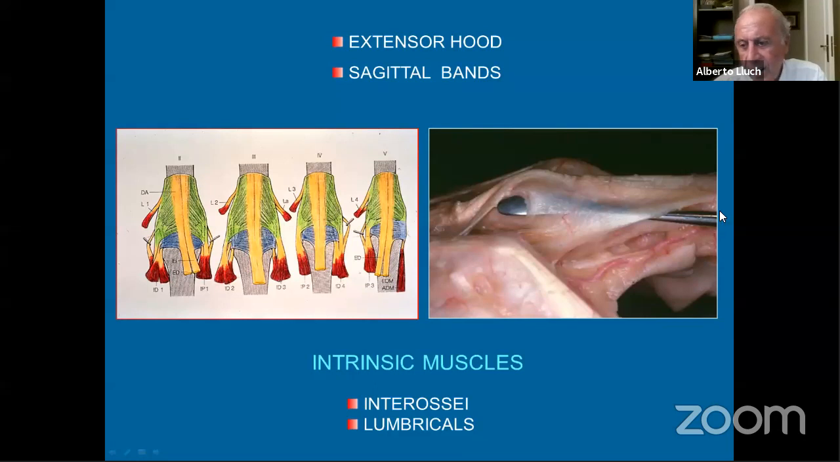interconnect together. Here I put a probe in the extensor hood. This is distal, and this is proximal, and this is the sagittal band holding the extensor tendon on top of the metacarpal head, and this is the extensor hood.